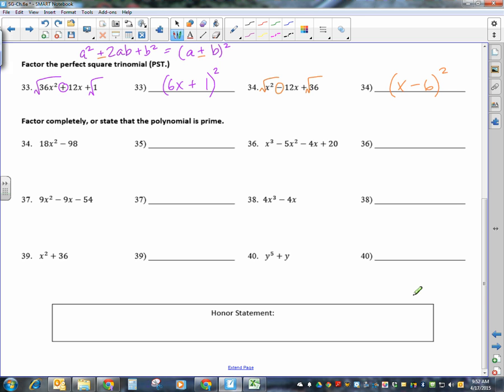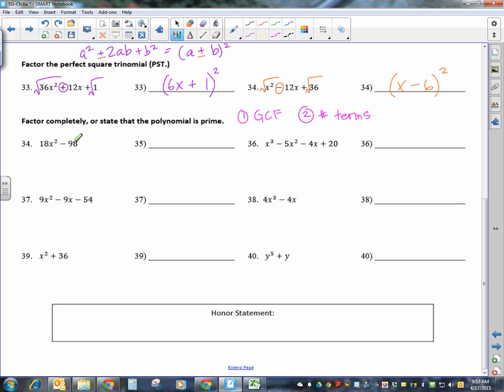Okay, so then the last thing is to mix them up. And these are where you have your steps. The first thing that I told you to always do is look for a GCF. And then the second thing is to figure out how many terms you have, because that lets you know how you want to treat it.